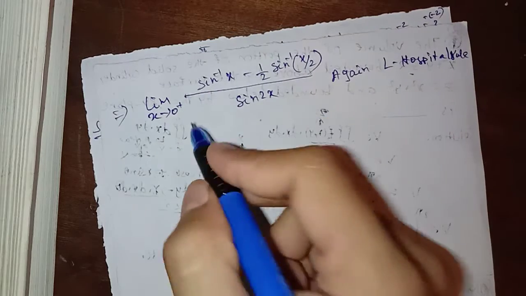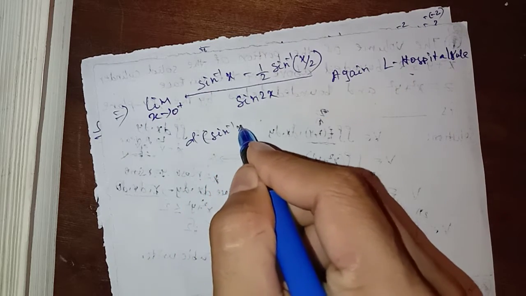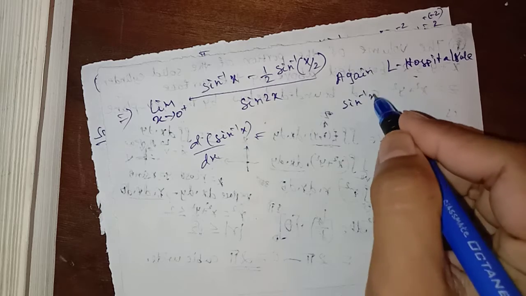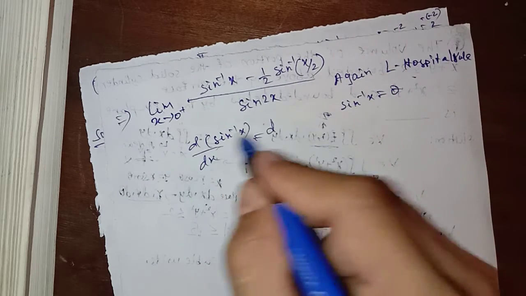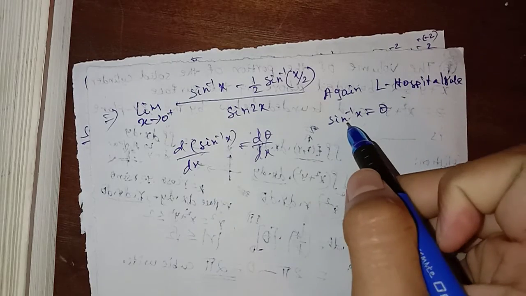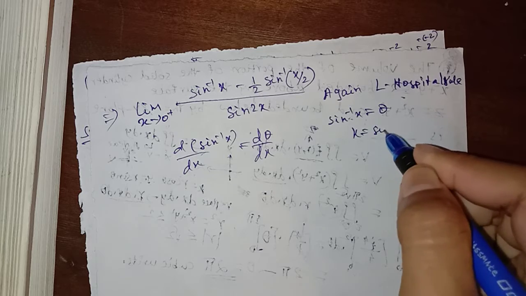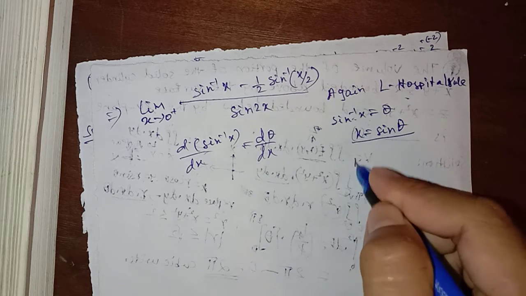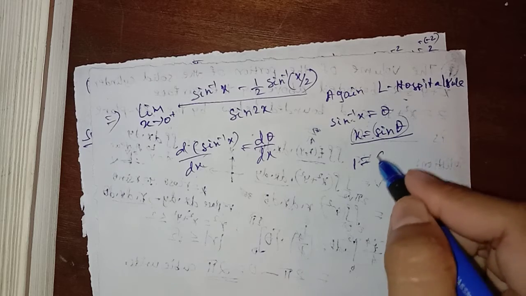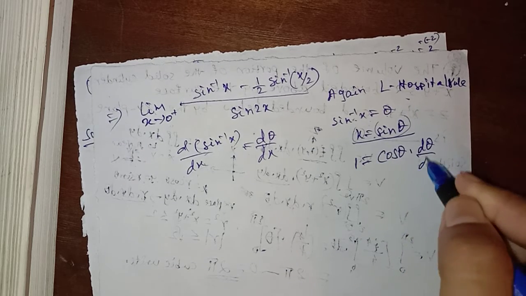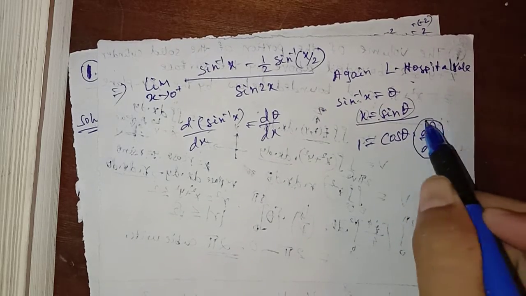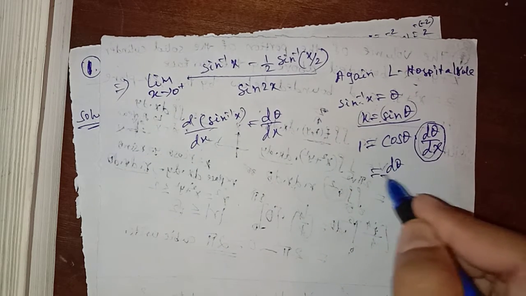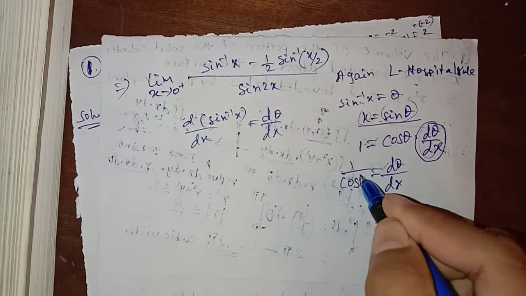Now what is differentiation of sine inverse x? How to find it? Put sine inverse x is equal to theta. Then differentiation of sine inverse x is d theta by dx. If sine inverse x is equal to theta, then x is equal to sine theta. Differentiating with respect to x: differentiation of x with respect to x is 1, and differentiation of sine theta with respect to x is cos theta into d theta by dx. We require d theta by dx, so d theta by dx is 1 divided by cos theta.